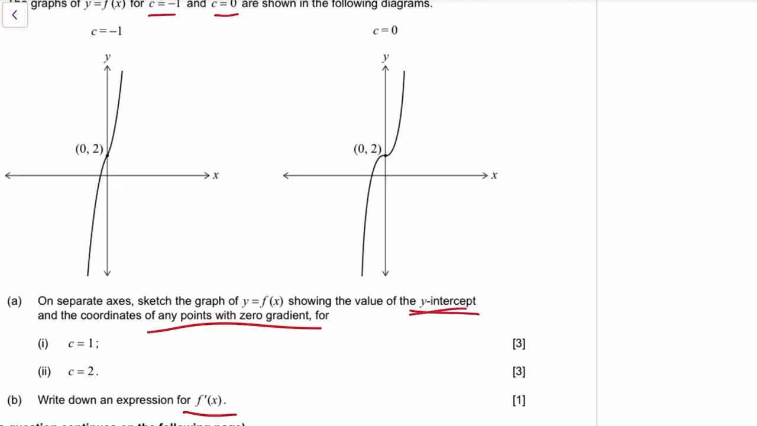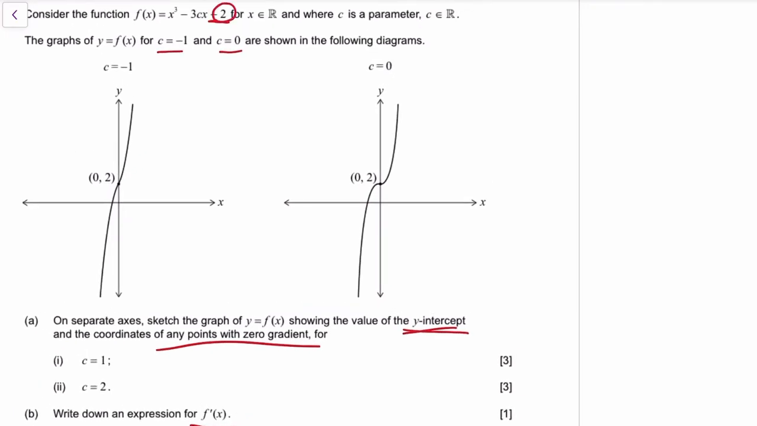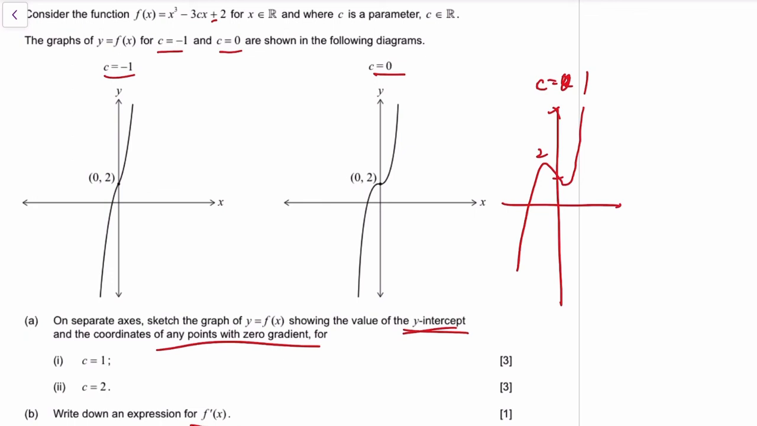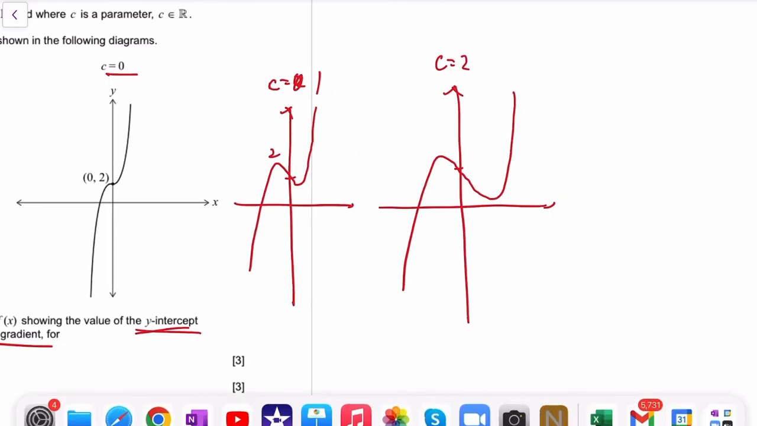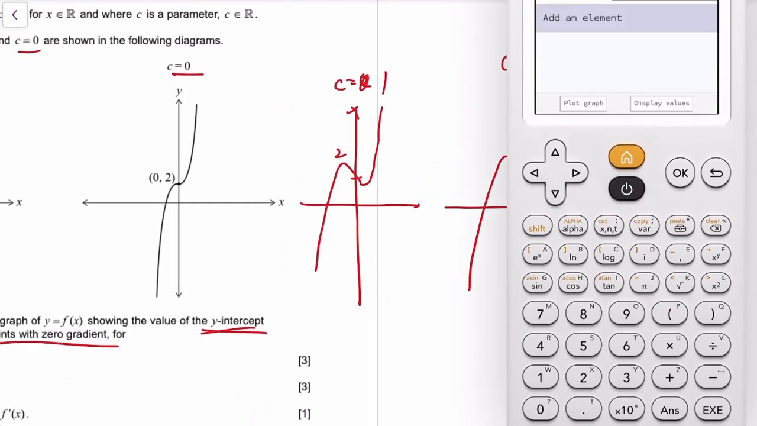I mean, the y-intercept is obviously still 2, because the y-intercept is the constant number. So looking at the trend, I feel like when c is 1, the graph would look like this. When c is 1, and when it's 2, the dip would be even bigger or something. That would be my guess. I'm guessing they just want you to graph it on your GDC.